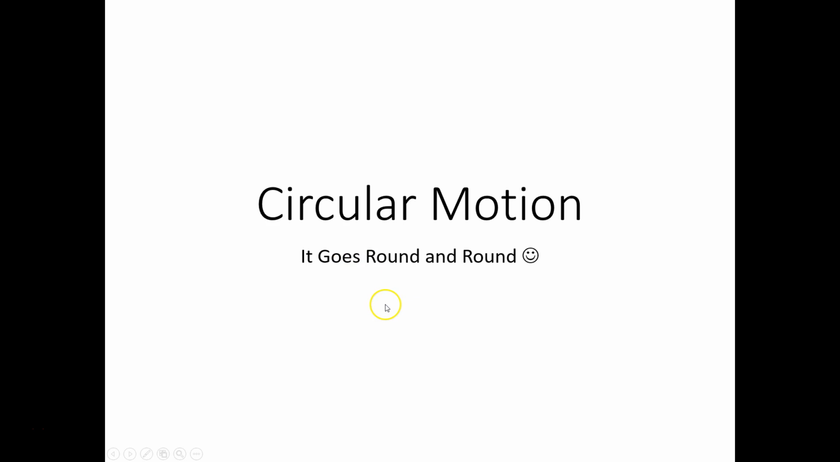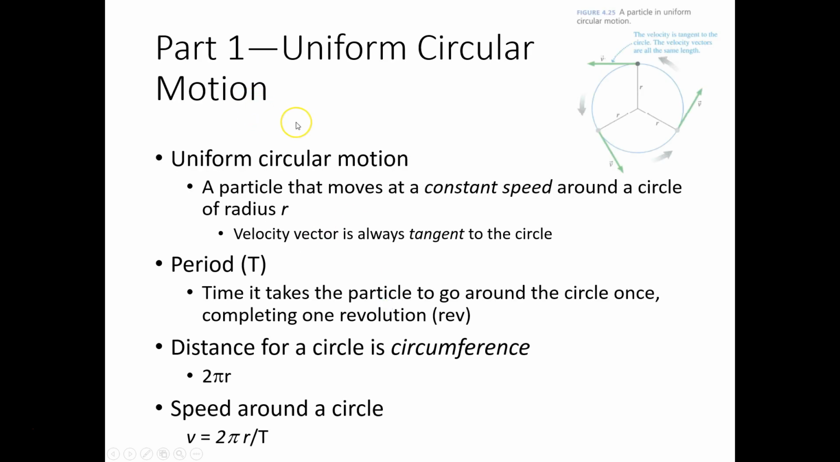So this is circular motion. It goes round and round. Part one talks about just regular uniform circular motion. Uniform circular motion basically just shows that if you have a particle moving at a constant speed, similar to this one, around a circle, here's our radius r, the velocity vector is always tangent to the circle. So if we know the velocity is tangent to the circle, we're looking at that constant speed.